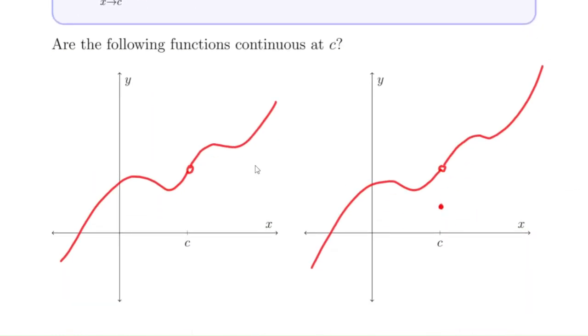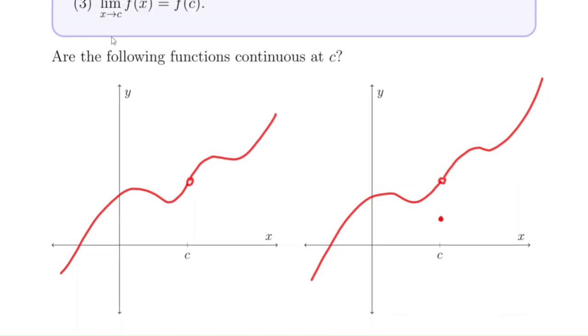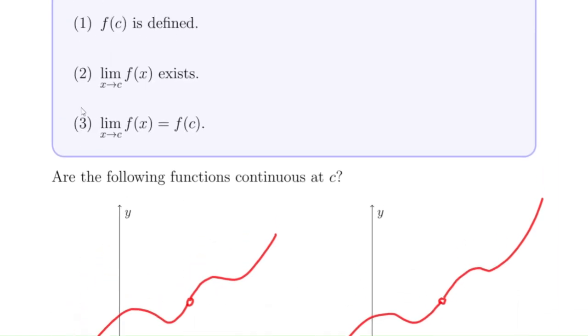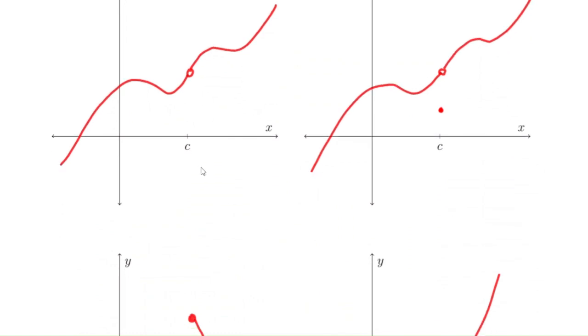Okay, now if we look at this example right here, notice that f of c is defined, and the limit as x approaches c of f of x exists. It's this number up here, but those two things are not the same. This would need to be filling in that hole right there. They're not the same, so actually the third condition is not satisfied here. So none of those three functions we've looked at are continuous.